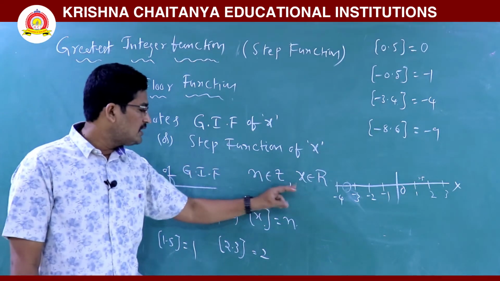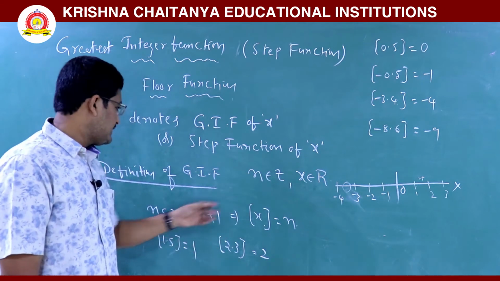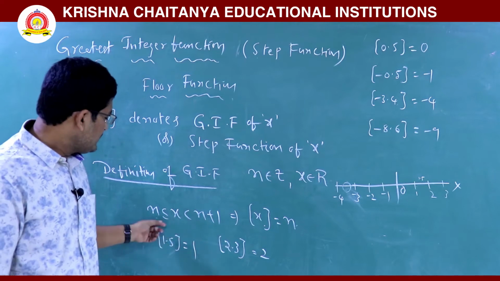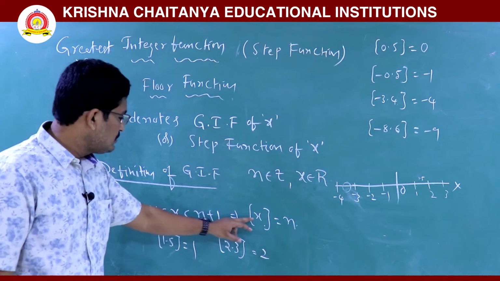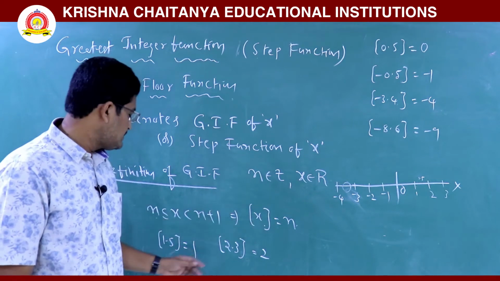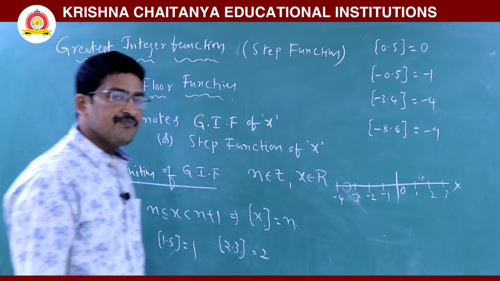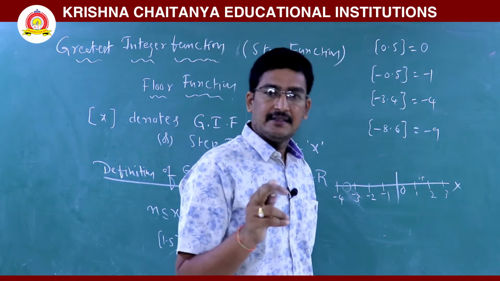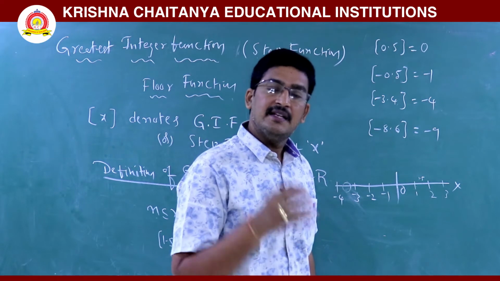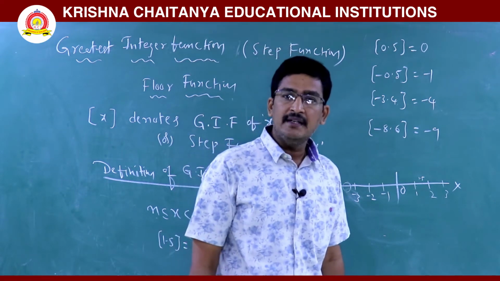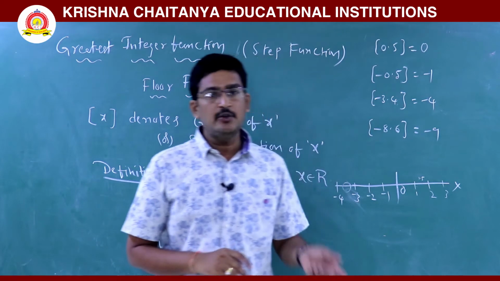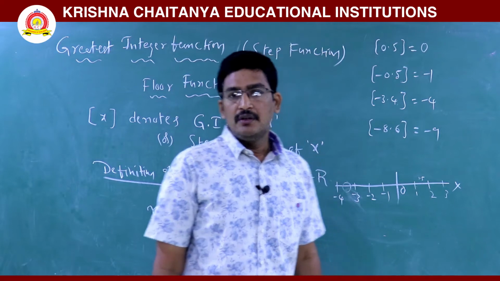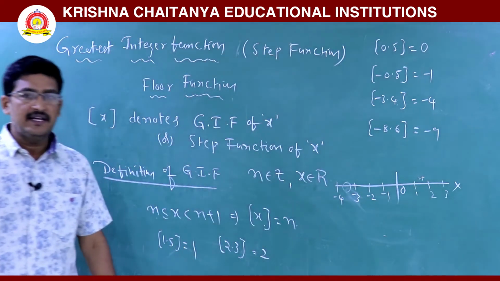So if x belongs to R and n belongs to Z, if that real value x lies between the consecutive integers n, n plus 1, then the step of x is equal to n. According to this, the step value of 1.5 is 1, the step value of 3.5 is 3, the step value of 6.9 is 6, the step value of minus 6.9 is minus 7, the step value of 0.3 is 0, the step value of minus 0.1 is minus 1. Just learn the greatest integer function like that.